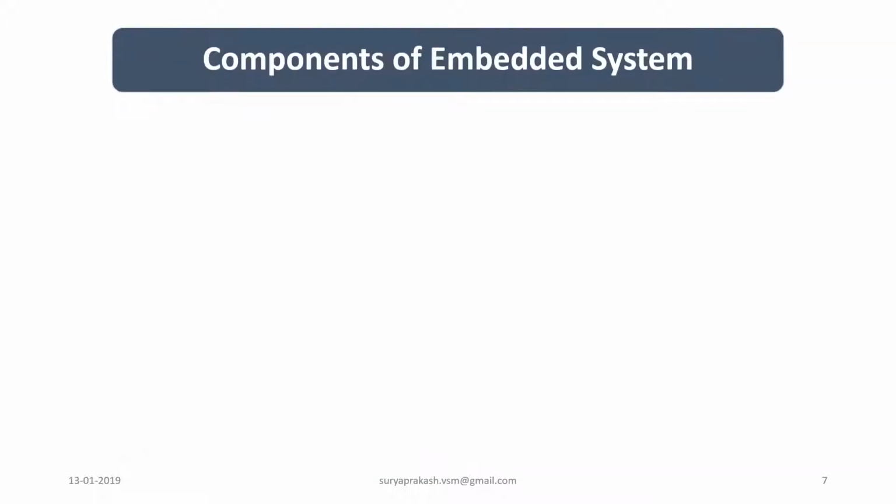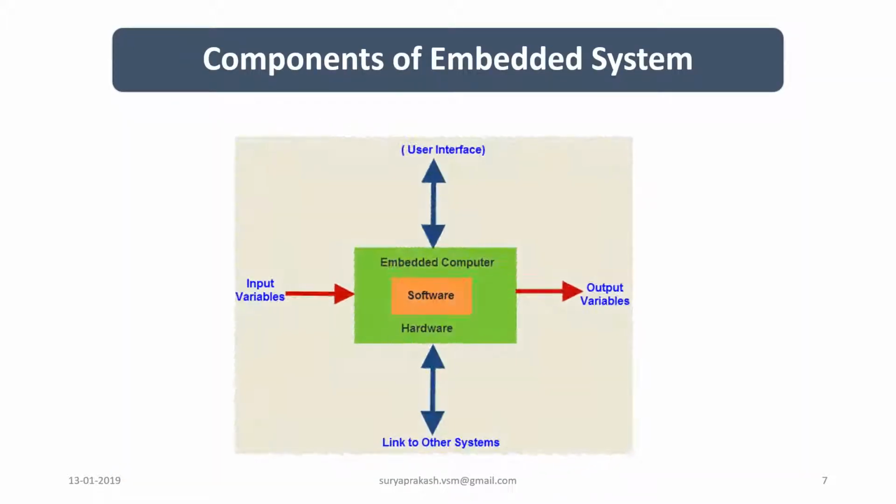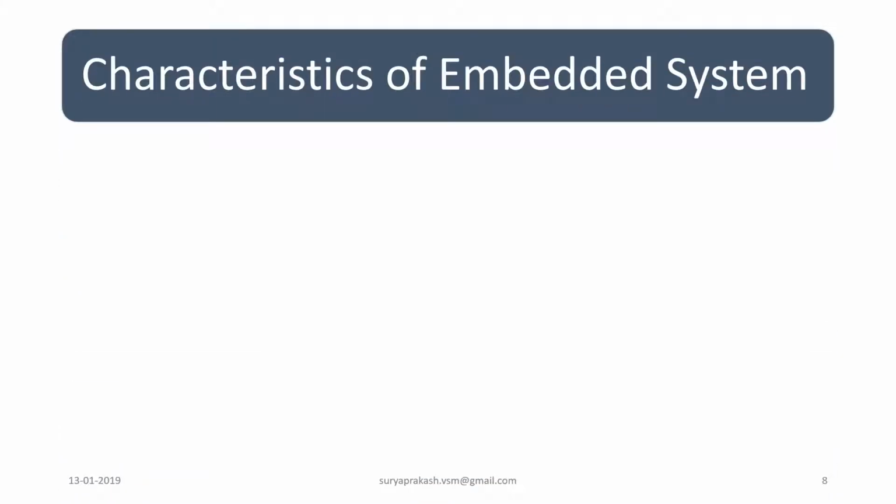In the next slide, we are going to see the basic block diagram of an embedded system. This consists of the embedded computer hardware and software, and this is the user interface where the user inputs and values are given, and these are the input variables, and this is a link to other systems through communication ports, and we'll be getting some output variables in the real-time environment. So this is all about the components of an embedded system. Next we are going to see the characteristics of embedded systems.